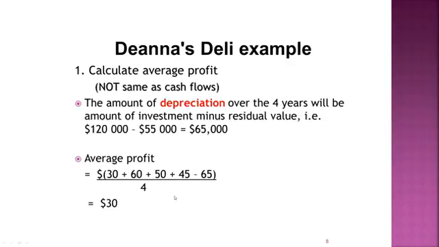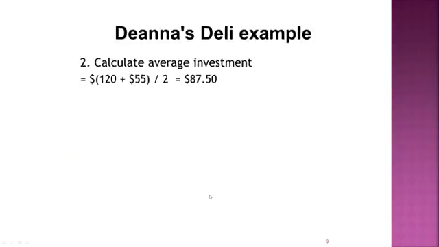To work out the average profit, we take the cash flow from each year minus the 65,000. So 30,000, 60,000, 50,000 plus 45,000 minus the depreciation of 65,000. We divide that by 4 and we get 30. So we're working in round thousands here.